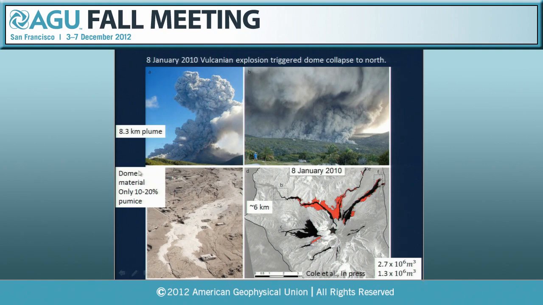And this is a little bit of a strange event. It was mostly dome material, looked like a block and ash flow, but it was about 10 to 20% pumice from this explosive phase. The deposit itself was about 2.7 million cubic meters total, and about 1.3 million cubic meters went into the Bellum and reached about 6 kilometers.